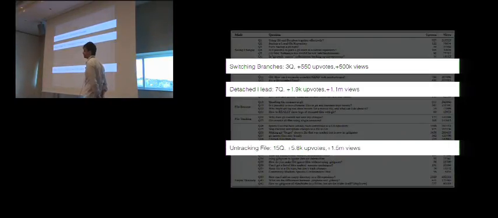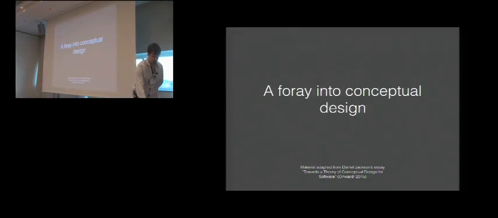For example, for switching branches, we found 3 questions with more than 500,000 views. For detached head, 7 questions with more than 1.1 million views. And on tracking files, 15 questions with over 1.5 million views. So this suggests that these are real problems Git users face. So let's try to understand what's going on here. And I'll give you a quick overview of the theory of design we apply in this work.